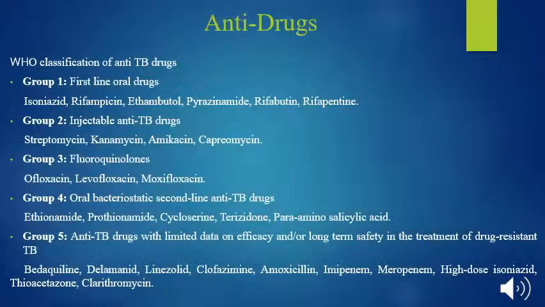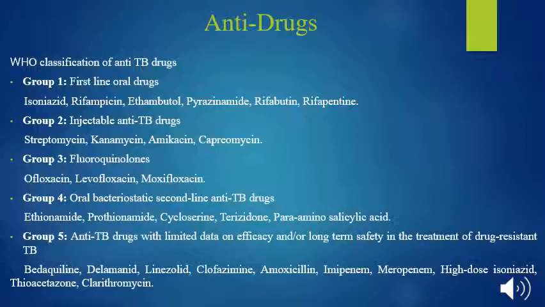Let us discuss in depth the list of anti-drugs that can be provided by our DSS to cure MDR-TB and XDR-TB. The World Health Organization classification of anti-TB drugs. Group 1. First line oral drugs. Isoniazid, rifampicin, ethambutol, pyrazinamide, rifabutin, rifapentine. Group 2. Injectable anti-TB drugs. Streptomycin, kanamycin, amikacin, capreomycin. Group 3. Fluoroquinolones. Ofloxacin, levofloxacin, moxifloxacin.